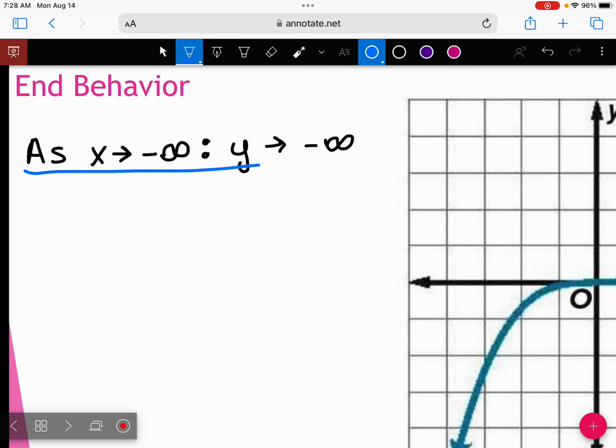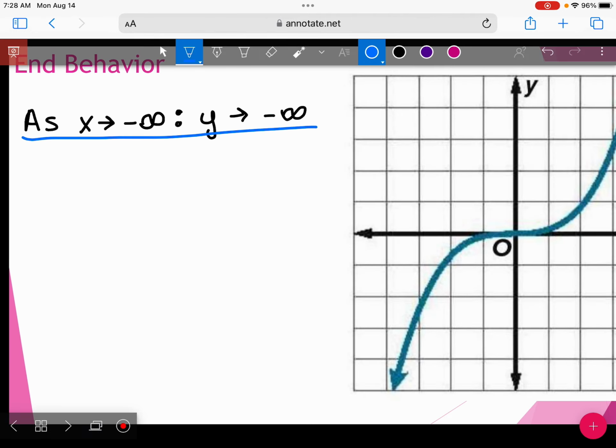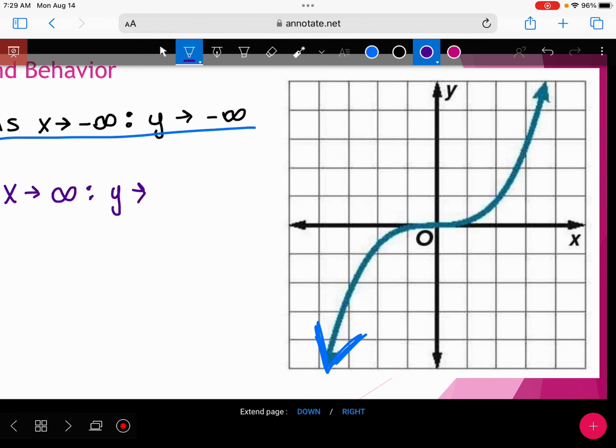This guy is talking about this guy, just so we can see it in colors. And my left arrow is going down. So as x approaches positive infinity, my y's are going to approach positive infinity. This guy over here, my right arrow, it's going up.